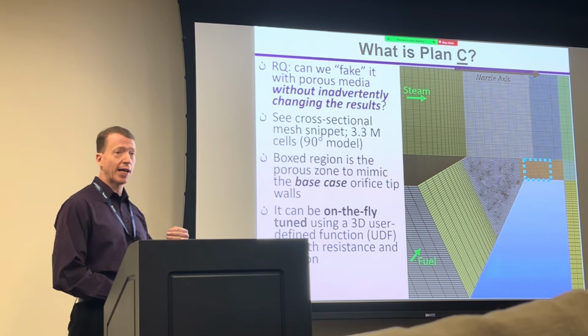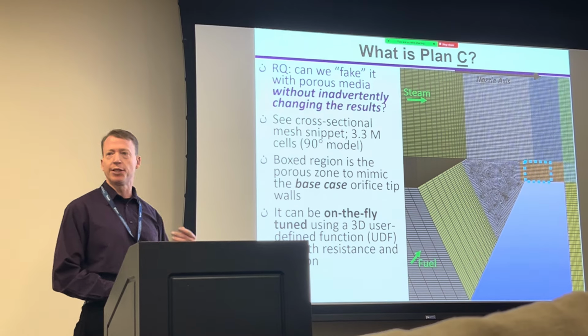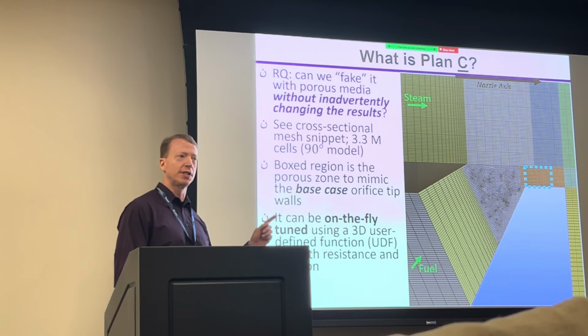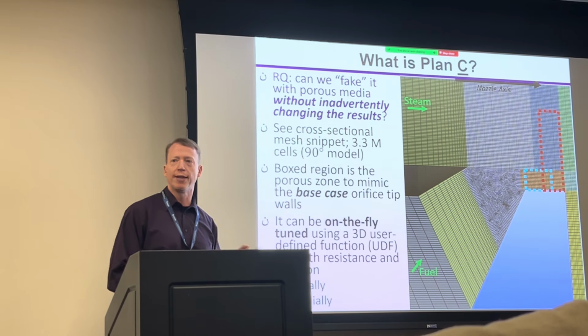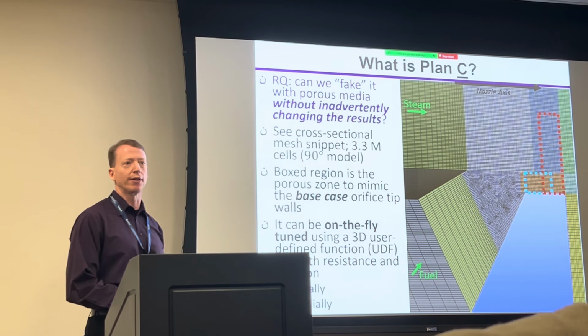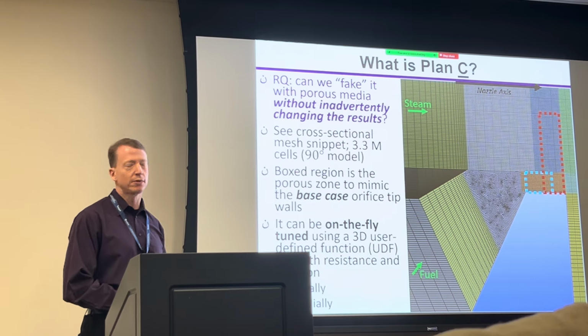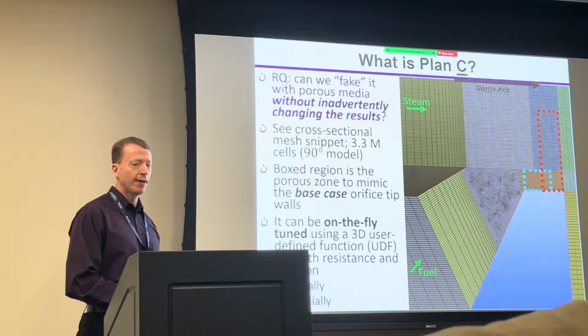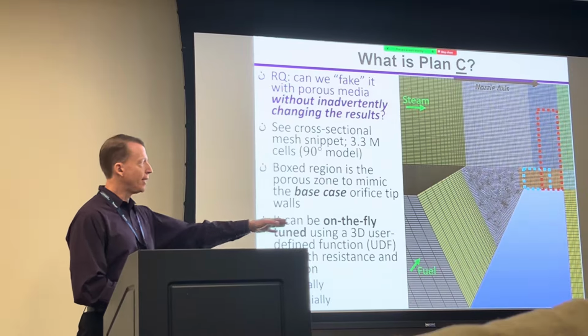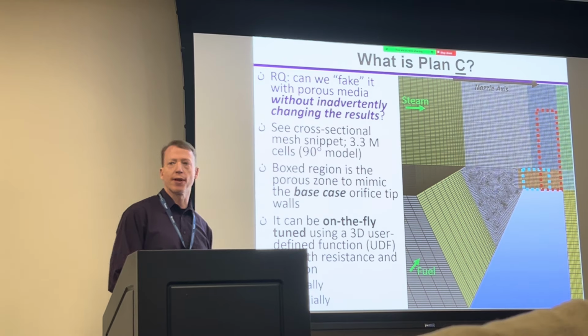So the idea of this is I can use a three-dimensional user-defined function to tune this on the fly, both the resistance level and the location of this. And that location can be moved axially and radially with a simple user-defined function. Relatively simple. So we've got this idea of using a porous media, and again, this will be replacing that wall, part of that wall.